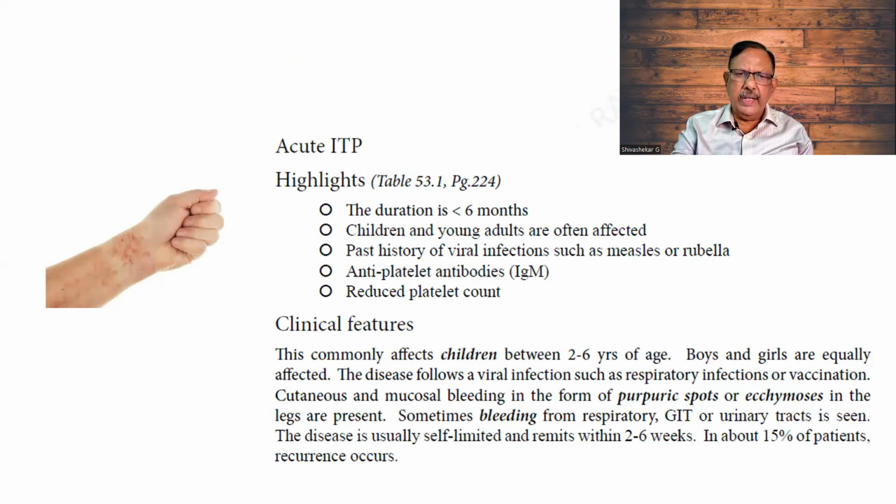Antiplatelet antibodies are IgM. And there is a reduced platelet count. Most commonly children 2 to 6 years of age, sex is equal. Following viral infection, purpuric spots or ecchymosis in the legs can be present. Other regions are the GIT and respiratory system where there can be bleeding and it is self-limited.